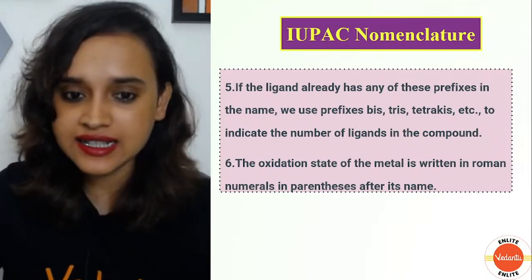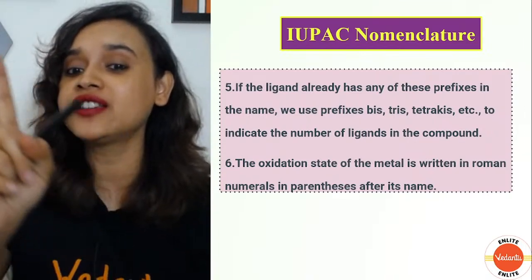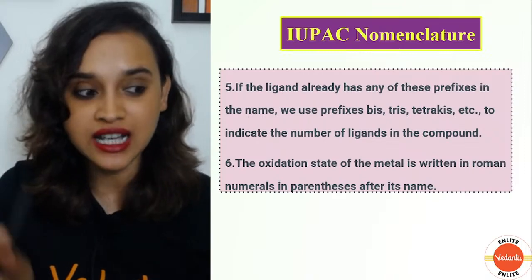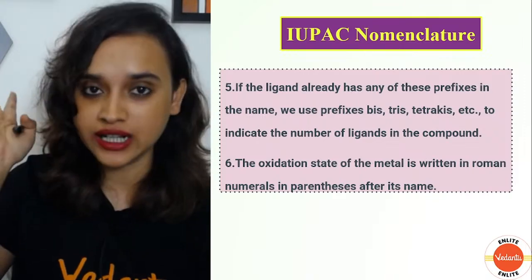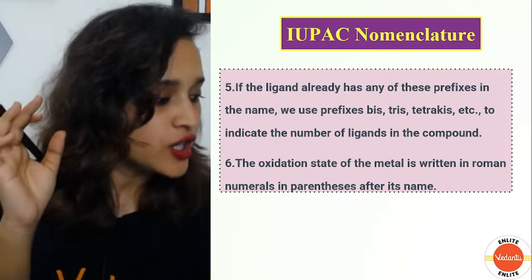Is everyone getting it? This is also clear. Finally, not to forget, we have to write the oxidation state of the metal in Roman numerals in a bracket. All right? Do we understand this?